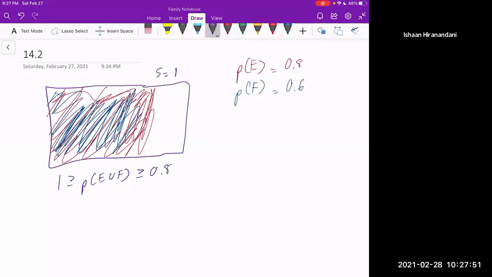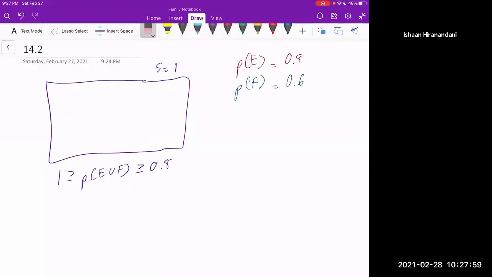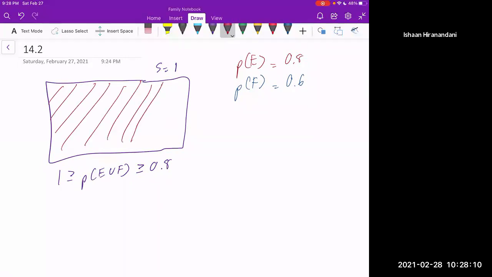So what about the probability of E intersect F? Well, that's a bit more interesting. So let's go through our example here again, and let's draw out E. So that's again going to be around 80%. So let's say that this is 80%.